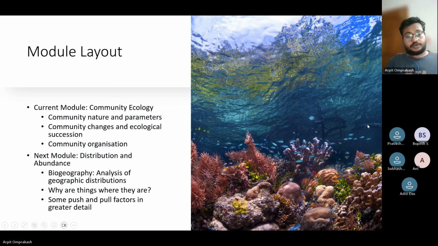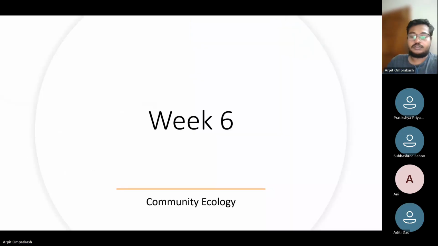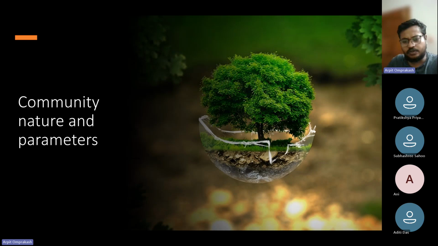So today we'll be talking about the module community ecology. We'll talk about community nature and parameters, community changes and ecological succession, and also community organization. And in the next module, we'll talk about distribution and abundance of species. So we'll start week 6 community ecology. The first lecture was on community nature and parameters.